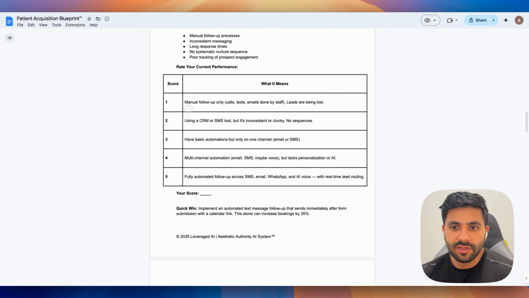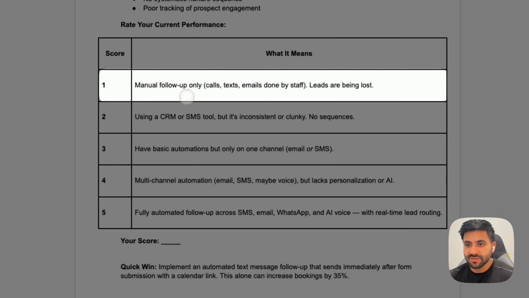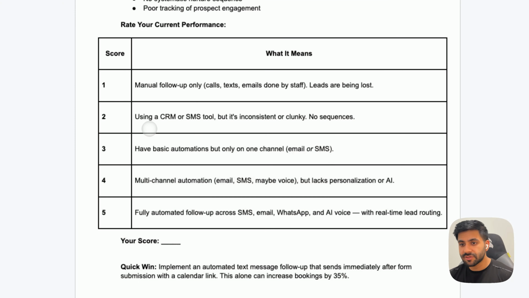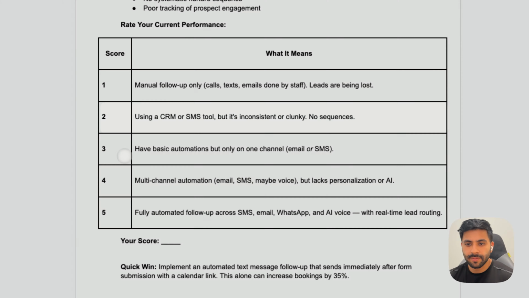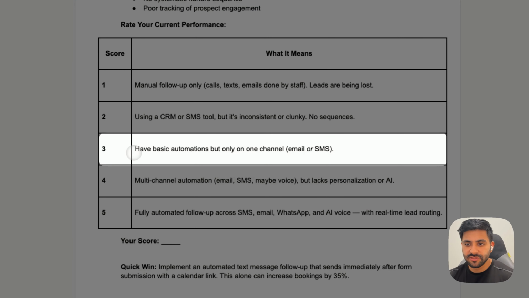Here's how it ends up working. If you're doing manual follow-ups, just calls, texts, or emails that are done by an actual person and then end up with leads being lost, you're probably going to get a 1 out of 5, right? If you're using a CRM, great, that's great progress already. But if they're using just a simple SMS tool, but it's inconsistent, clunky, still manual pretty much, right? No sequences, no automated processes. That's a 2 out of 5. 3 out of 5, here's where it kind of averages. You have basic automations, but you're usually using one channel, usually SMS or email, right?